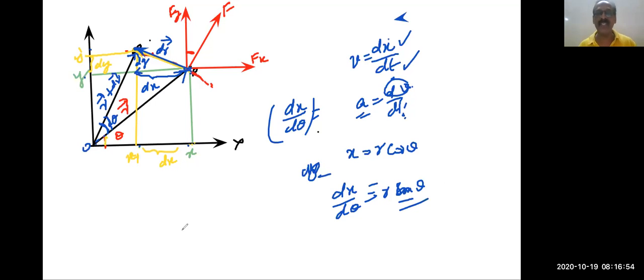So if you want dx, you can calculate. dx is equal to minus r sine theta d theta. See, the minus sign shows it is decreasing, right? Suppose this is 30 degrees, substitute 30 degrees here. If it increases by 1 degree, multiply that 1 degree here. That's the meaning of it. Clear? Yes, sir.